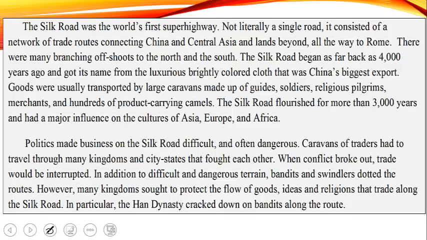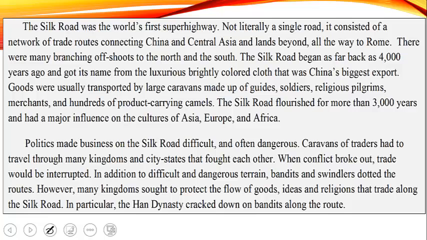Goods were usually transported by large caravans made up of guides, soldiers, religious pilgrims, merchants, and hundreds of product-carrying camels. The Silk Road flourished for more than 3,000 years and had a major influence on the cultures of Asia, Europe, and Africa.